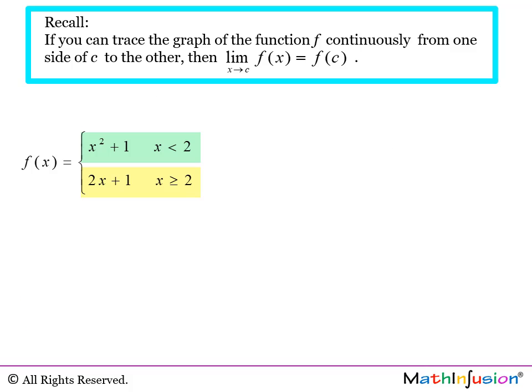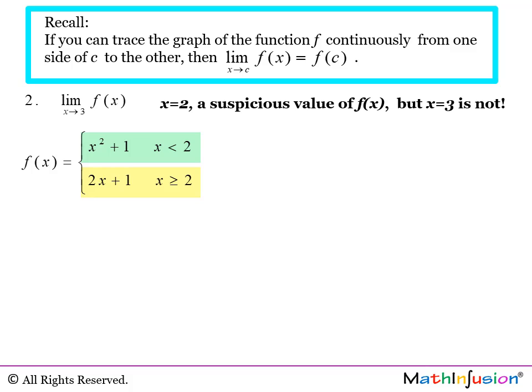We like to recall that if you can trace the graph of the function f continuously from one side of c to the other, then the limit of the function when x approaches c equals f of c. This is now important for the other two limits. Now we would like to evaluate the limit of the function when x approaches 3.